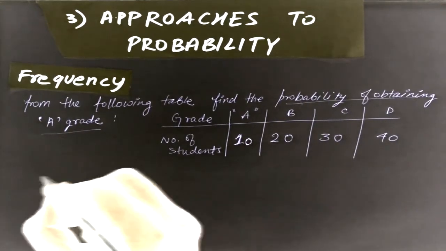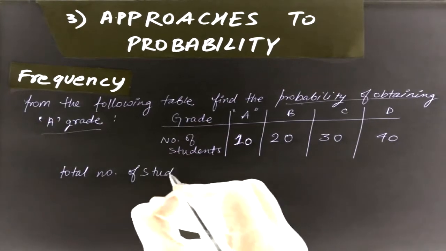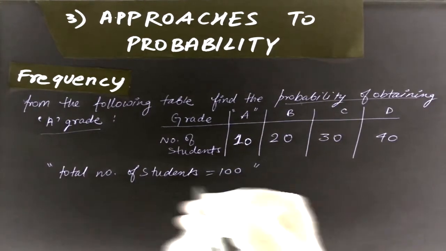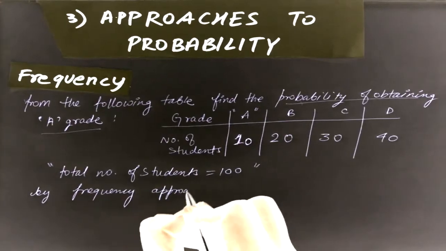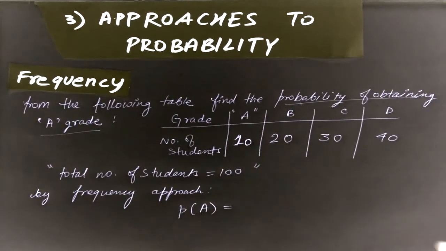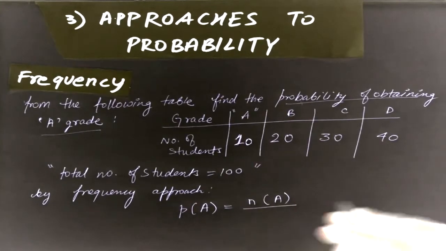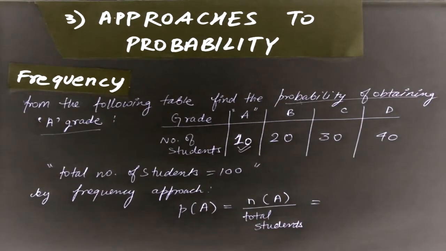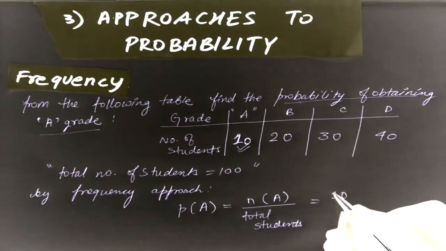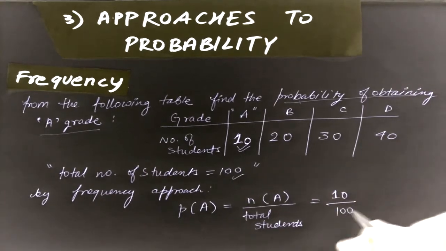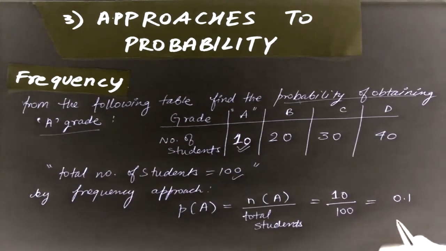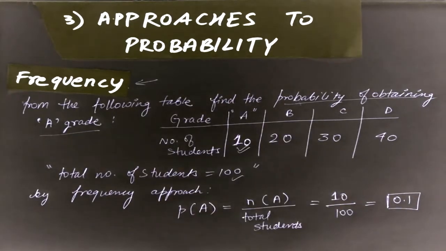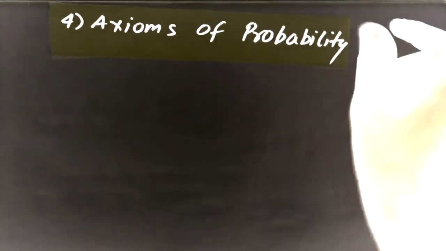we will first find the total number of students, that is 100. Then by the frequency approach, the probability of getting an A grade will be equal to the number of students in A grade divided by total students. The number of students in grade A is 10, so we write 10. The total number of students is 100. So from here we get 1 by 10. So this was an example of the frequency approach to probability.